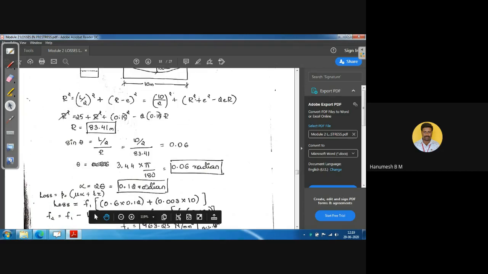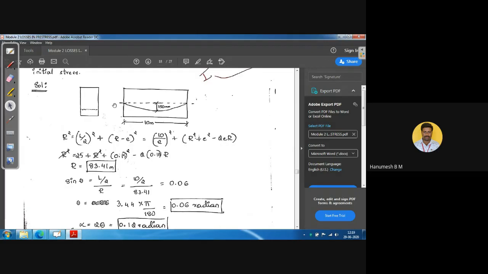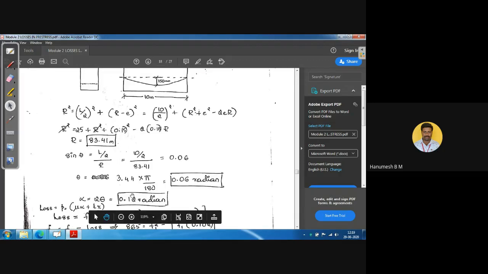If I want to convert that to radians, it should be multiplied by pi divided by 180. It will be 0.06 radians. Now, since jacking is done from one end, alpha will be equal to 2 theta, 2 times 0.06, which is 0.12 radians.